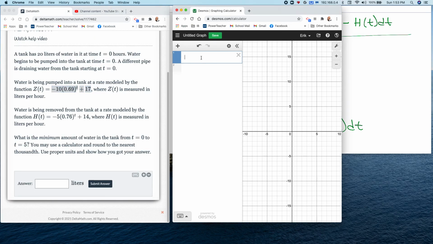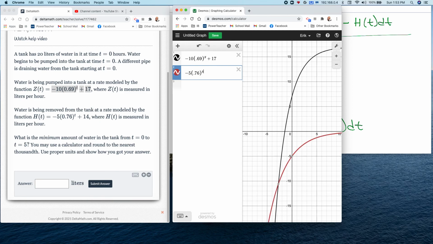So if I type this in, I got negative 10 times 0.69 to the x, I'm going to use x, plus 17. So that's the rate in. And then I'm going to do the rate out, which is negative 5 times 0.76 to the x plus 14. And you could do that as well.